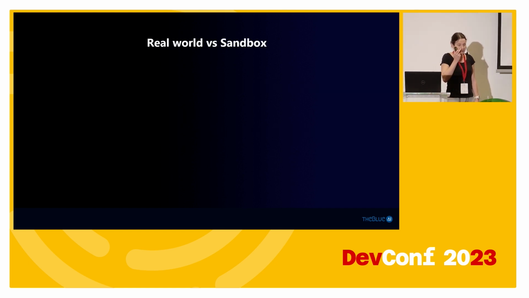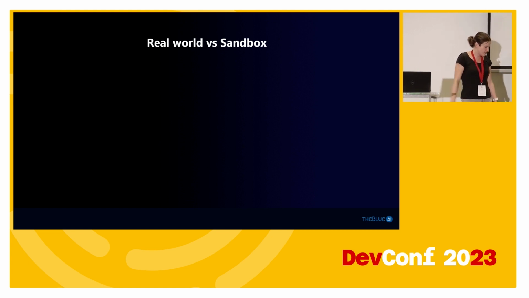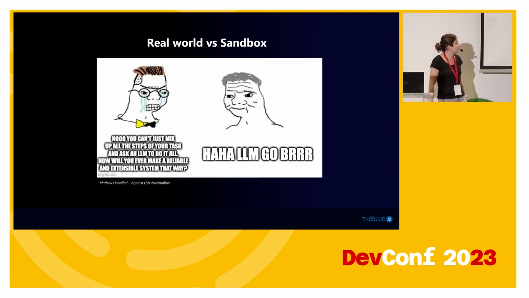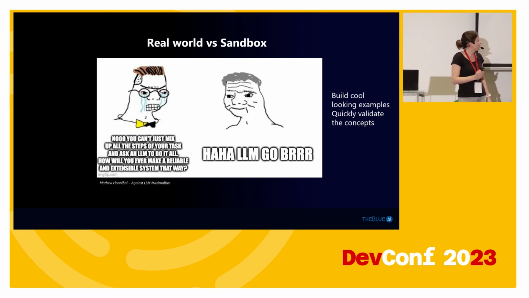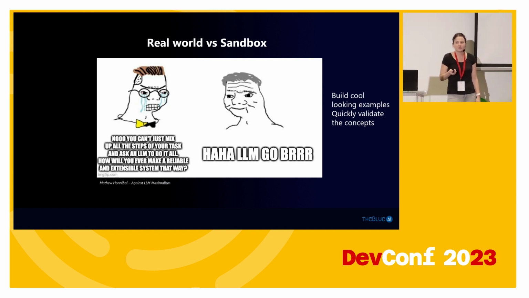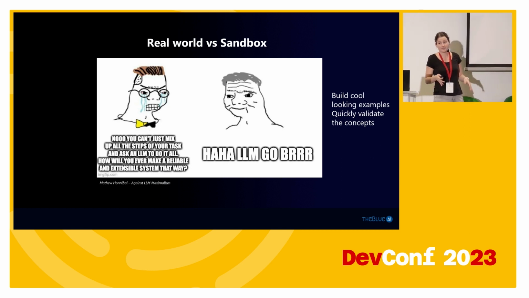So we have decided that we're building our application. We built the first POC. So we have, let's say, the sandbox application and the real world. So what happens next? You can build some cool looking first examples and quickly validate the products. And this is awesome, because right now you can basically build in a few hours not only a mock-up of the application, you can basically build a functioning application and show it to the customer, collect the feedback, and this is really amazing.